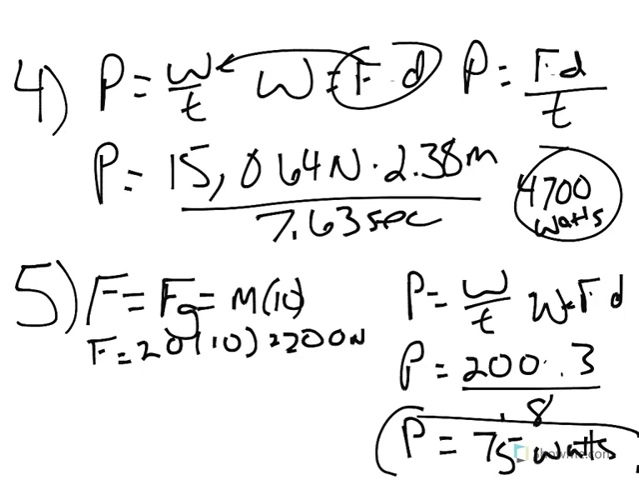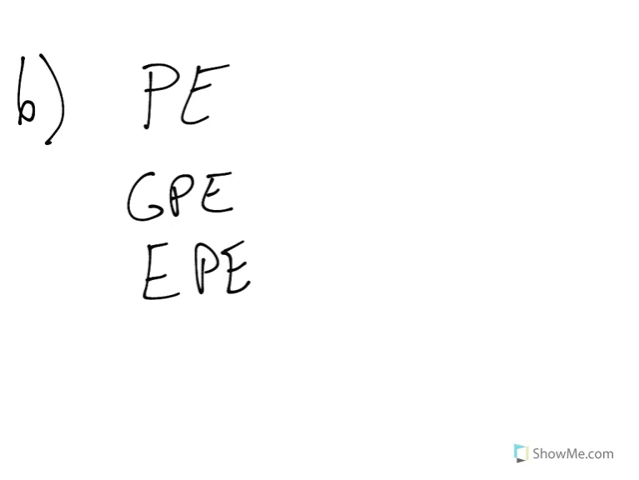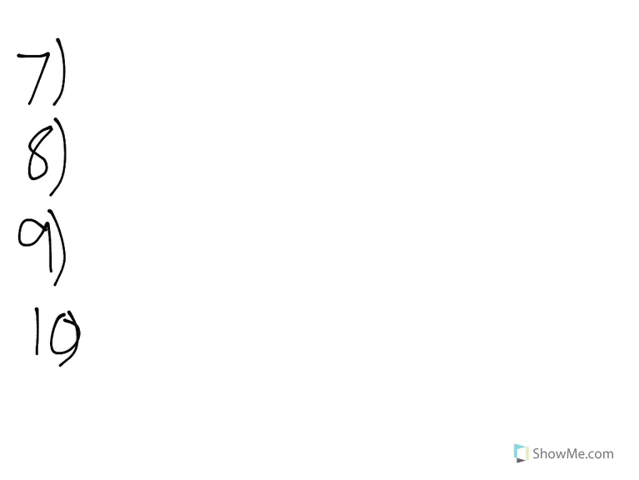Okay. Number six, I'm just going to define these. Potential energy is the stored energy in a system. Gravitational potential energy is potential energy based upon the height of an object. And elastic potential energy is the potential energy that is stored in a spring. Number seven is what makes up mechanical energy. The answer to that is potential energy plus kinetic energy.